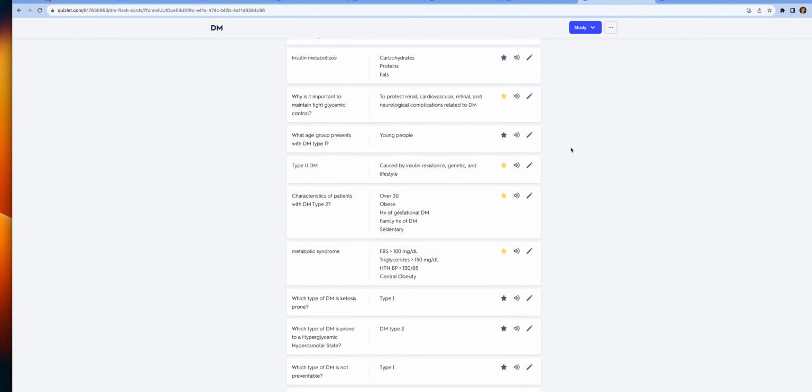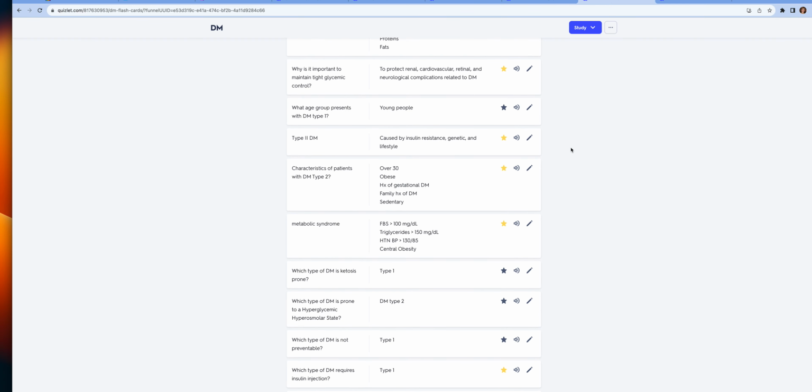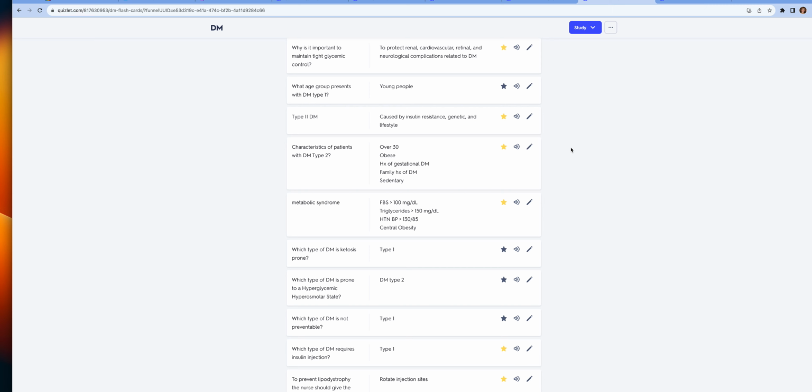And then with type 2 diabetes, this is caused by insulin resistance, okay, due to genetic and lifestyle choices. Now, you're going to have to know who gets diabetes 2 or the characteristics. So typically they're people over 30 and they're obese, so they have a BMI greater than 30. They have a history of gestational diabetes, a family history of diabetes, and they're sedentary. So in other words, they're not engaging in daily exercise.